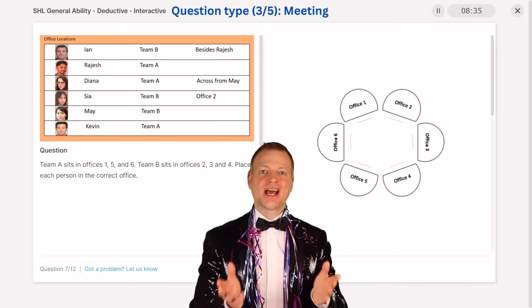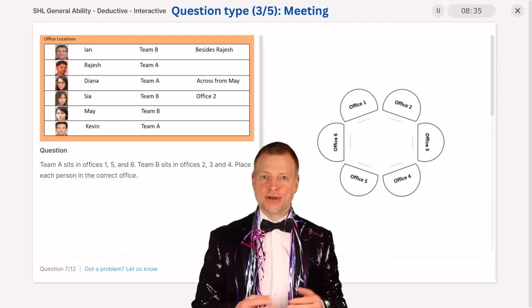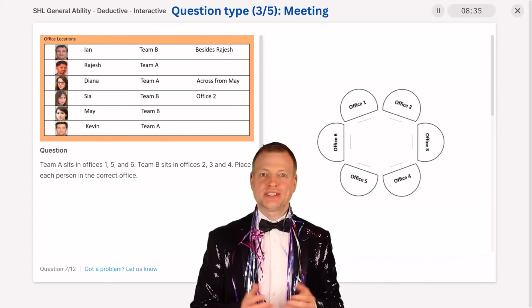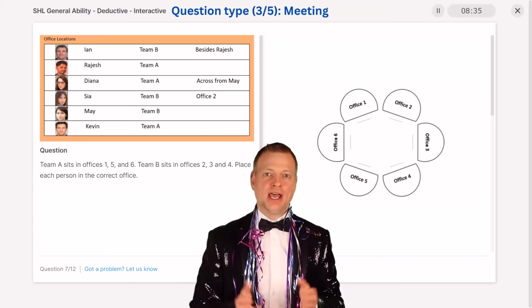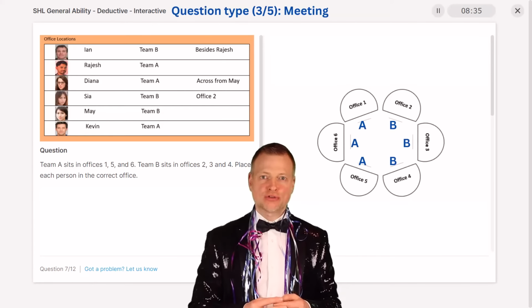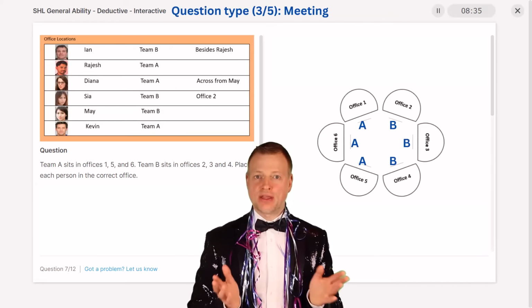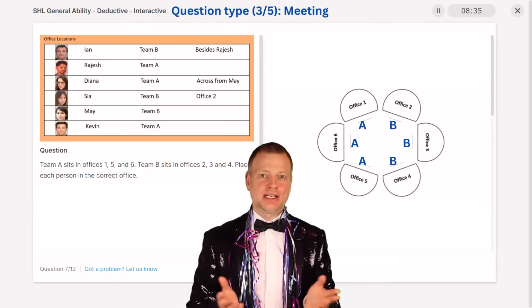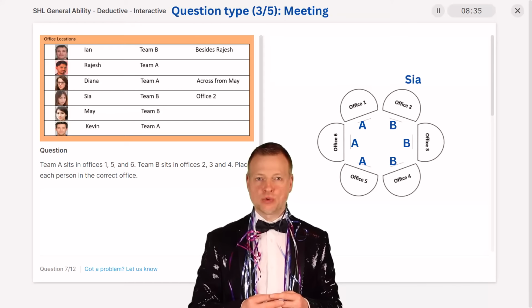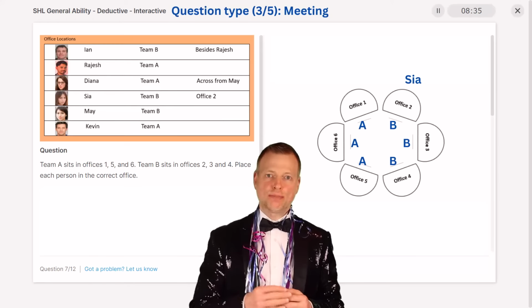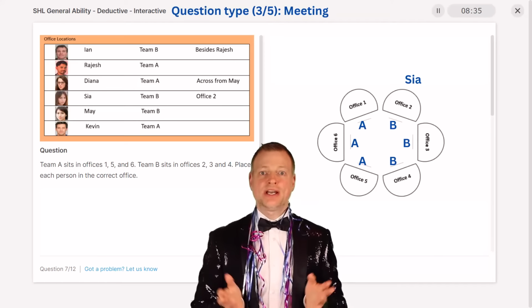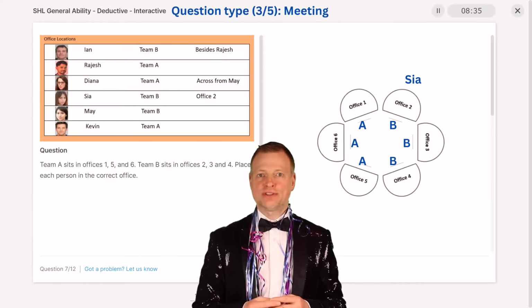The solution is coming. To approach this question, I suggest you first copy the 6 offices to a piece of paper and note down which office belongs to which of the 2 teams. Then the starting point is easy. It is given that Sia sits in office 2. Identifying the appropriate next statement to work with actually is the most challenging one of this riddle.